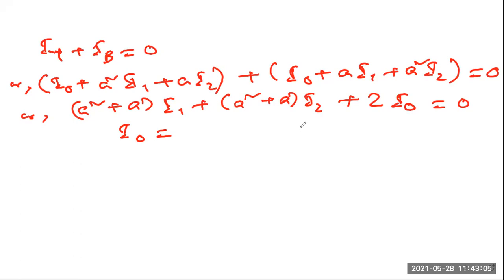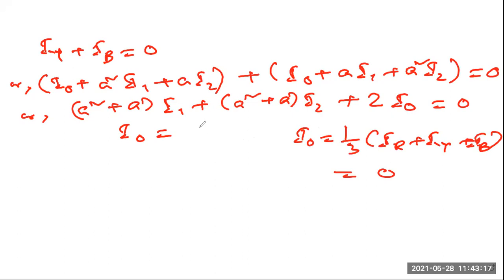Why? Because I0 equals 1/3 times (IR plus IY plus IB), so this is equal to 0. So I0 equals 0, so this part will be 0.